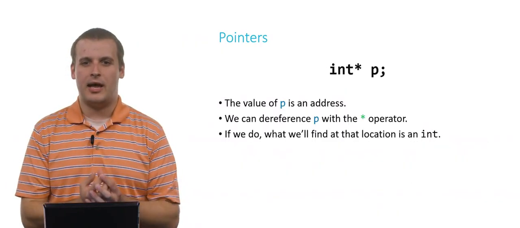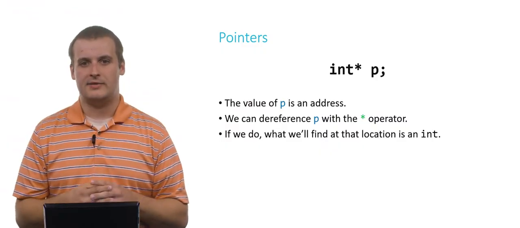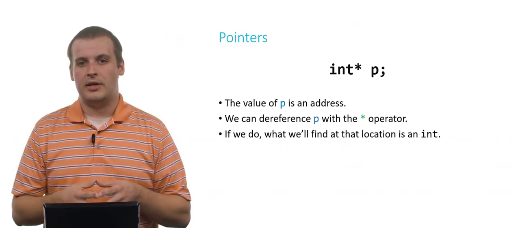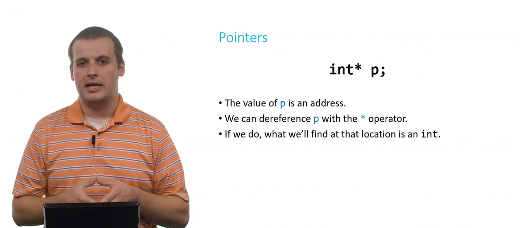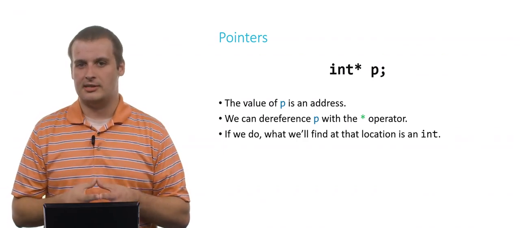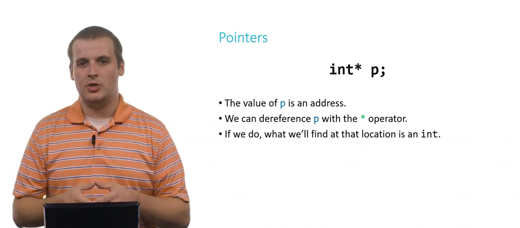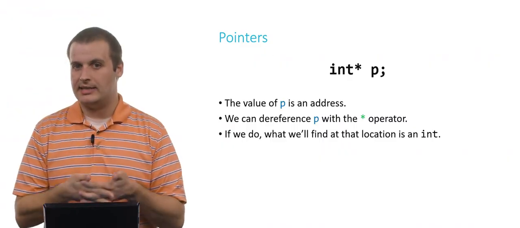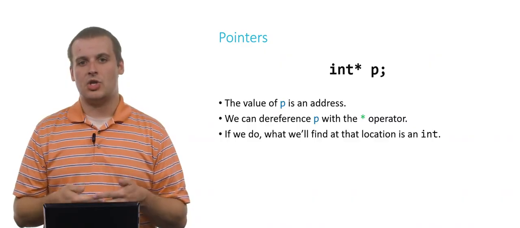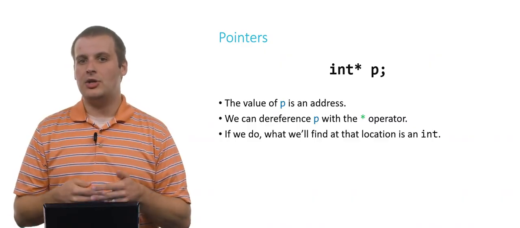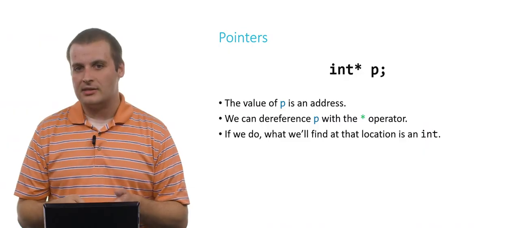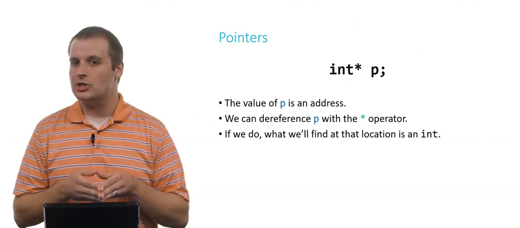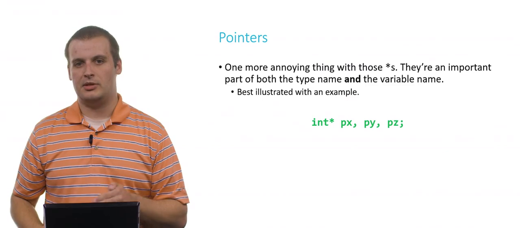So let's come back now and take a look at the overall syntax of the situation. If I say int star p semicolon, what have I just done? What I've done is this. I know that the value of p is an address, because all pointers are just addresses. I can dereference p using the star operator. In this context here at the very top, recall, the star is part of the type. It's int star that is the data type. But I can dereference p using the star operator. And if I do so, if I go to that address, what will I find at that address? I will find an integer. So int star p is basically saying p is an address. I can dereference p, and if I do, I will find an integer at that memory location.